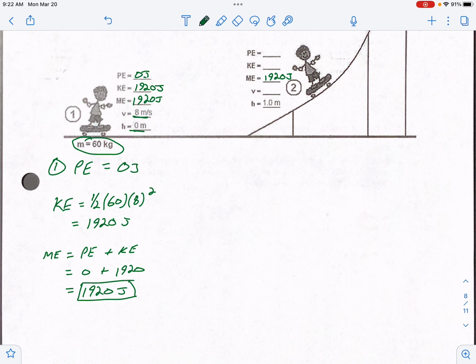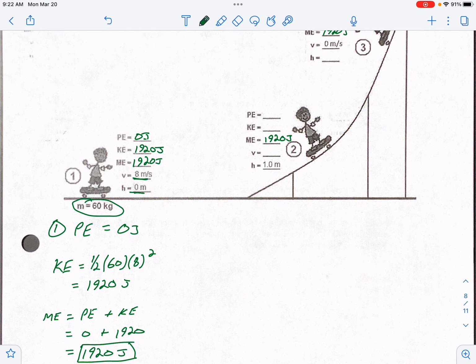Okay, so we've solved everything at point 1. Okay, so we're done there. We found mechanical energy that's going to help us solve everything else later. So let's move on to point 2.